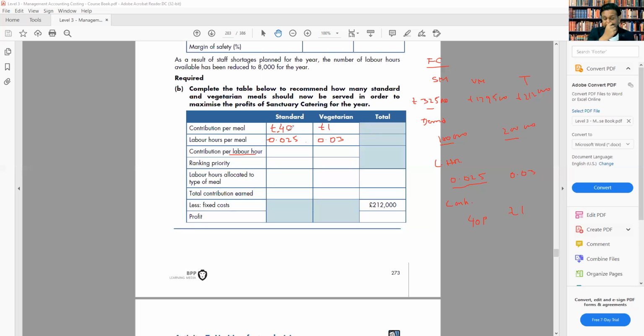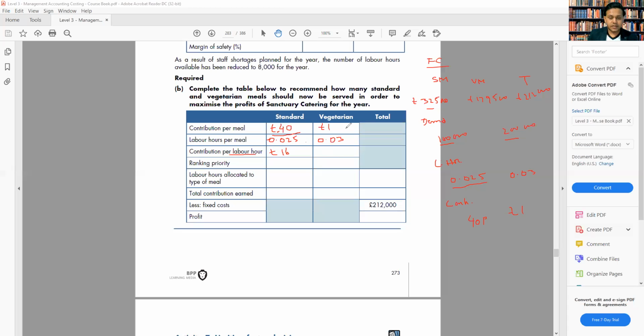16 for this standard. Yes, that's correct. But how do you do that? All you need to do is divide, isn't it? So contribution divided by labor hour. So 0.40 divided by 0.025 will give you 16. That means in 1 hour, the contribution is 16. So for this amount of time, the contribution is 40 pence. Based on that, in 1 hour, in 60 minutes, the contribution will be £16.